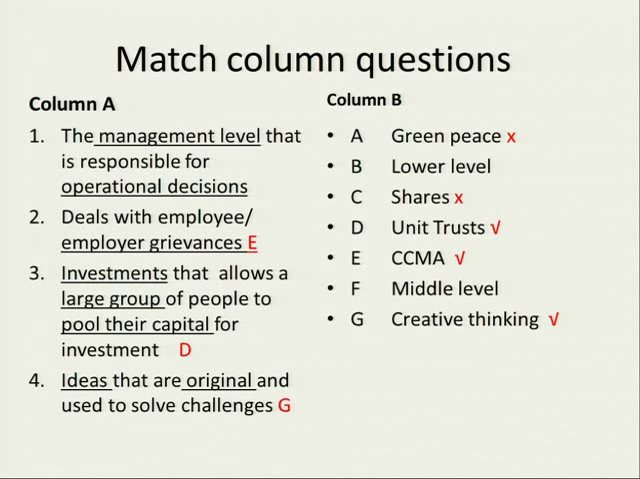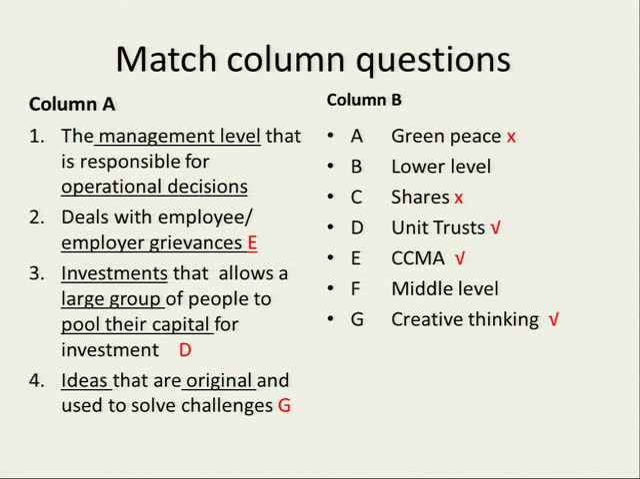If we look at the questions, number 1, management level that is responsible for operation decisions, we underline keywords. Keywords here are management level and operation decisions. Number 2, deals with employee or employer grievances. Underline the keyword employee or employer grievances. Number 3, investments that allow a large group of people to pool their capital for investment. And the last one, number 4, ideas that are original and used to solve challenges.